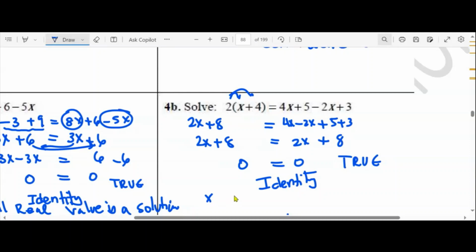It means x can take any number, any real number. Because numbers can be imaginary, it can be real, so any real numbers.